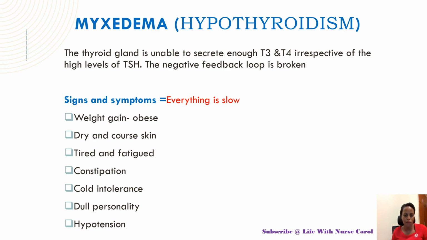They'll have a dull personality. Even in class, they are very poor performers because they are slow. They have hypertension. Literally every system is slowly shutting down. The GI is not functioning in a speedy way. Your heart is there. Everything is shutting down.